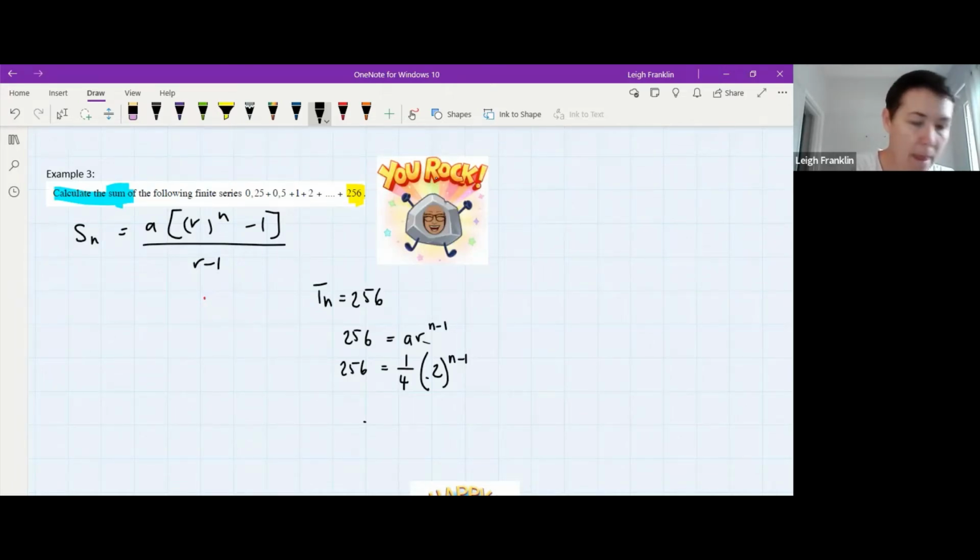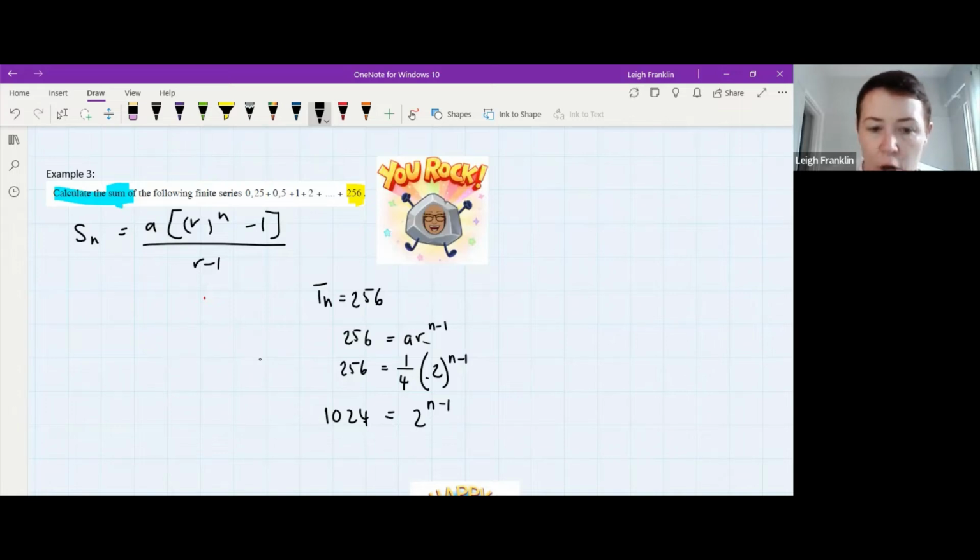Divide them by a quarter. Exactly. So I need to divide 256 by a quarter, or I can multiply both sides by 4. It doesn't matter. I end up with 1024 is equal to 2 to the power of n minus 1.